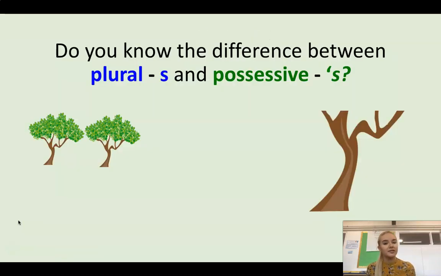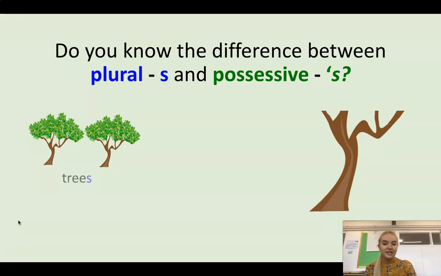And there are two types of apostrophes. There are plural, using just the S, and possessive apostrophes where you actually use apostrophe S. Now, using these two images on the screen here, can you think of what they are? So what noun is this picture representing? And would we use the plural S or possessive apostrophe S to describe these two objects? Pause the video and have a think.